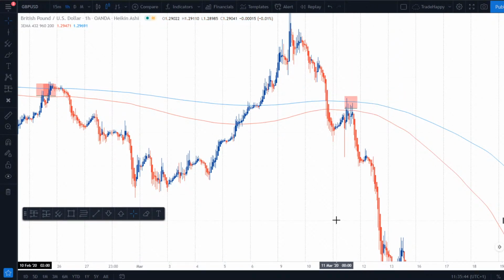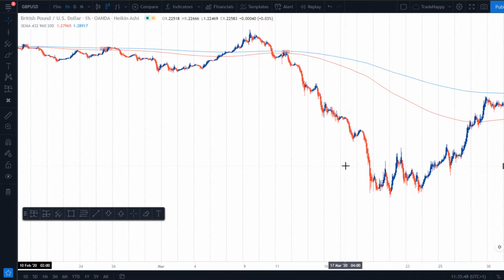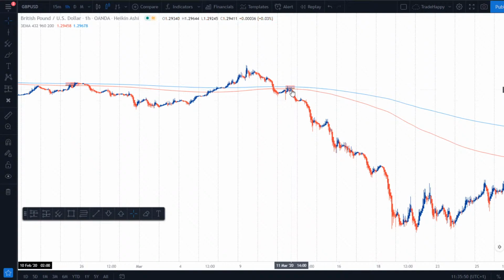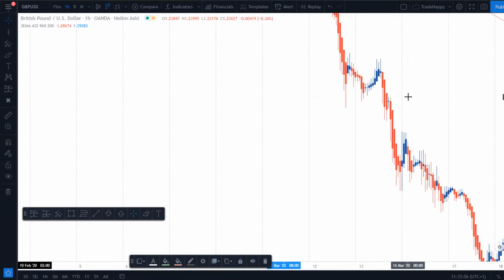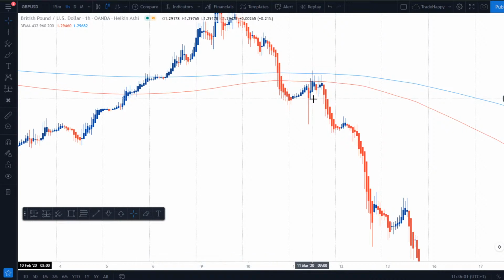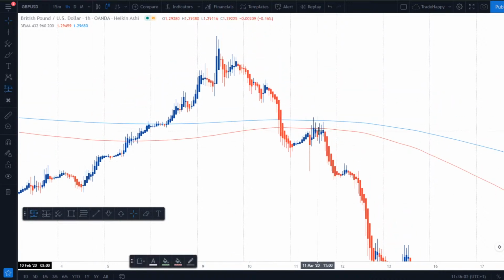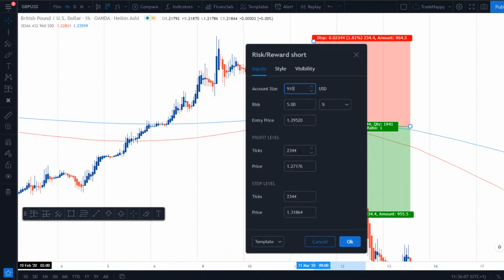You get short in here, and look at where the market goes. Let's see how many pips that is. Let me try that again. So short in there. You've got a 30 pip stop loss.